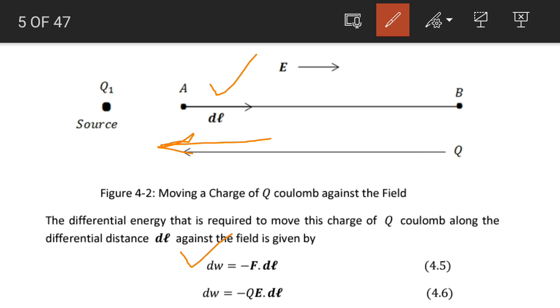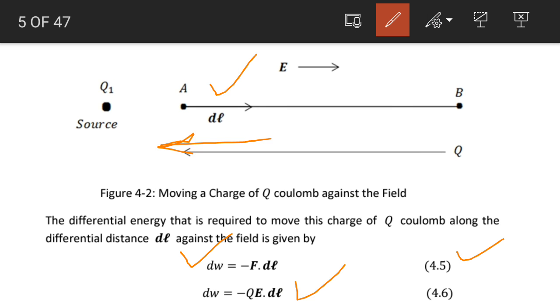So we put the value of F in equation number 4.5, and F is equal to QE. So the differential energy which is required to move this charge of q coulomb along the differential distance dl against the field will be equal to minus q E dot dl.